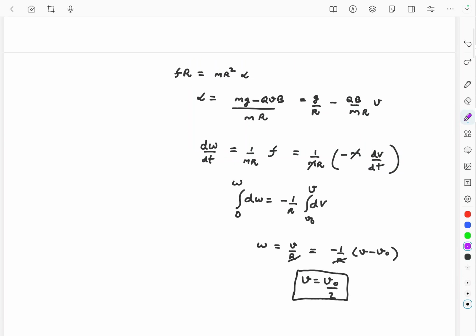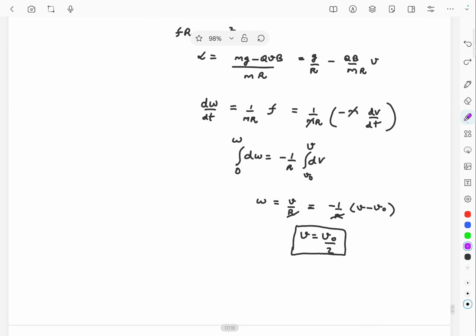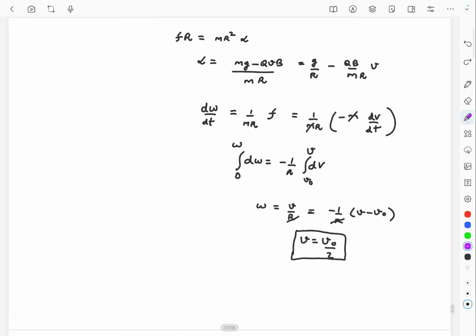Now we can integrate once again. The initial velocity limit is v naught, and finally it becomes 0. At any general v, let's say the omega is omega. Once we integrate, the rolling condition is that omega will become equal to v by r, and this will be equal to minus 1 by r times v minus v naught. Just substitute the limits. We get that when rolling is achieved, the velocity v is v naught divided by 2. So when rolling is achieved, v equals v naught by 2.